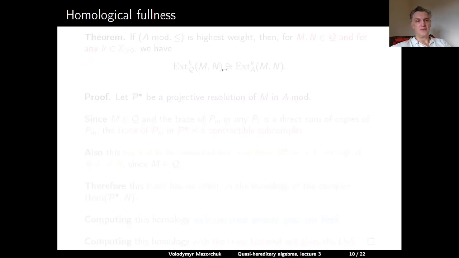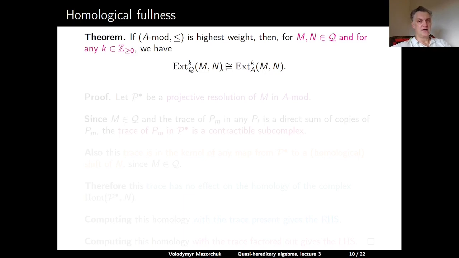Now we can formulate and prove the following very important result about the connection between homological properties of A mod and this category Q. Theorem: if A mod is a highest weight category with respect to our linear order, then for any two objects M and N in Q, and for any non-negative integer k, we have an isomorphism between the k-th Ext group from M to N in Q and the k-th Ext group from M to N in A mod. So all extensions between objects in Q are the same in Q and in A mod.